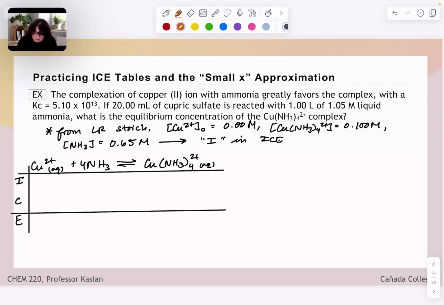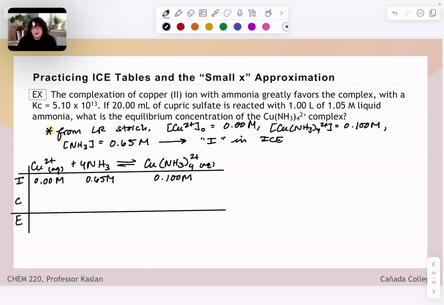So this is all from the limiting reactant stoichiometry. Initially, the limiting reactant, the copper ion, there's none of it. So at the initial condition of the reaction having run to completion, no copper ion left. It was the limiting reactant. And when the reaction has run to completion, what we're calling our initial state now, that means that we've consumed all of our copper, leaving behind 0.65 molar of ammonia and generating the theoretical yield of 0.1 molar of our complex.